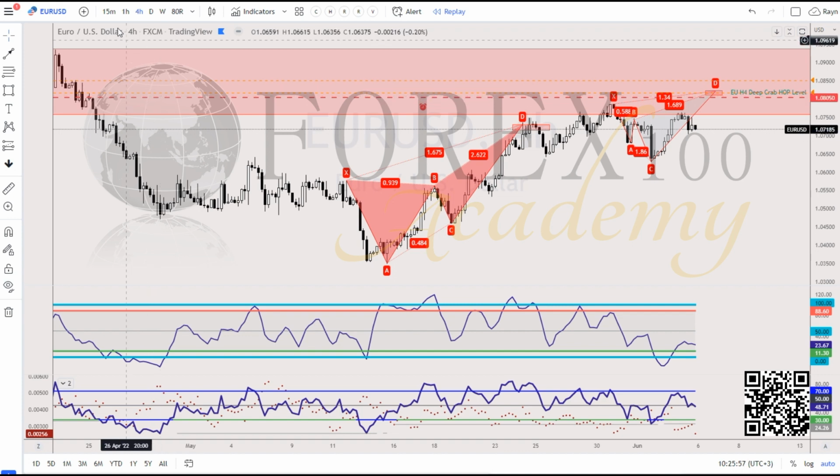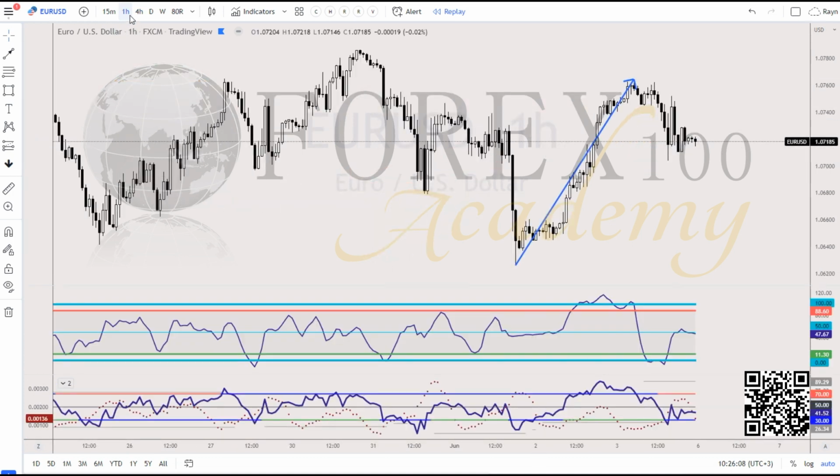And that's how we coach you to trade. We don't just teach you how to use those, but we even share with you our thought process, and that is much more valuable. Down to the 1-hour chart, what we see over here is a previous uptrend.